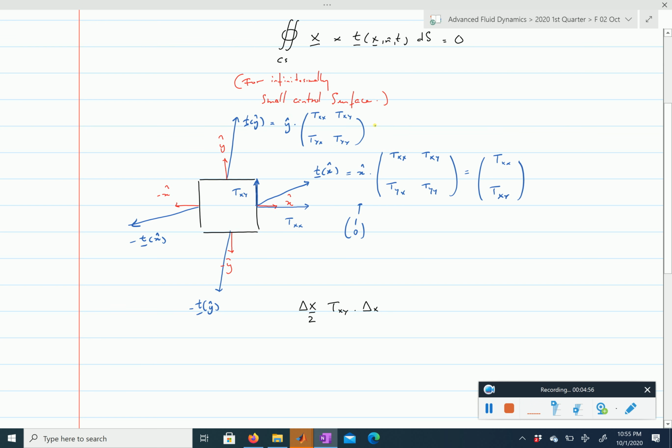and the vector y is (0, 1), and therefore what we have is the vector tyx, tyy. Again, the first index represents the direction of the normal, so this is the surface of normal y, and the second index represents the direction of the component. This component is along the x direction and this one along the y direction. This here is tyx, and that one here is tyy.